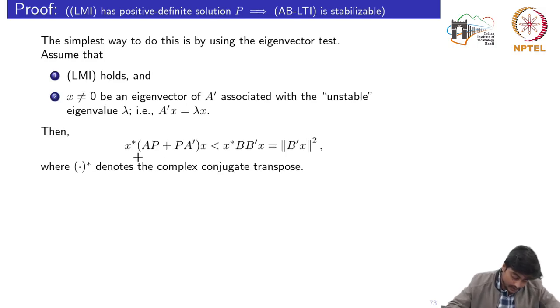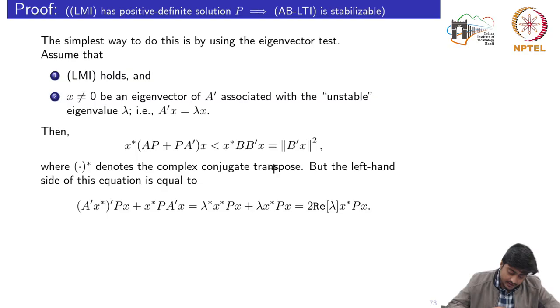So forming the quadratic form of the left hand side of the Lyapunov equation, which we were having on the left hand side, and then using that eigenvector we form this X star, this matrix into X, which should be less than, in fact is less than, X star B transpose X, and using the property of the matrix norms, I can write this as the squared norm of B transpose X. Okay, where star we already know denotes the complex conjugate transpose.